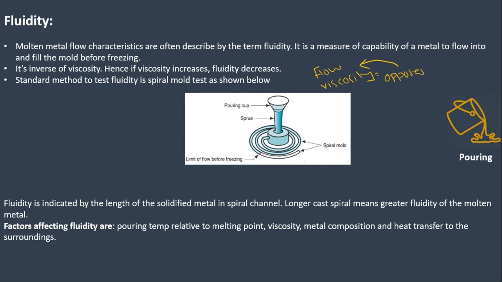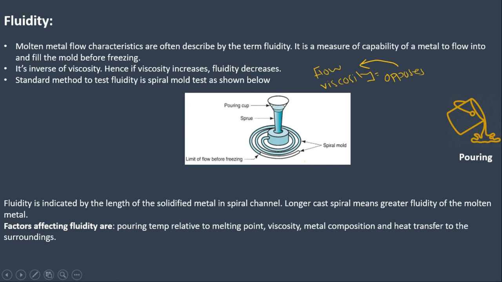So fluidity is indicated by the length of the solidified metal in the spiral channel. So how long it will flow and how much length it will cover before completely freezing. So a longer cast spiral means greater fluidity. If it is covering a greater distance in this spiral mold, it means it has greater fluidity. If it is not covering a greater distance in this spiral mold, it means it has less fluidity and the material is more viscous.